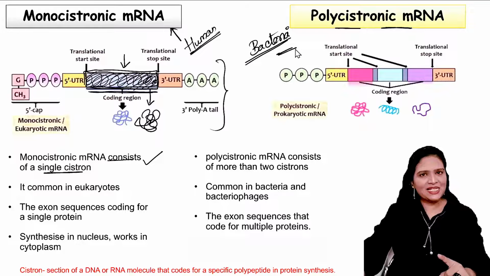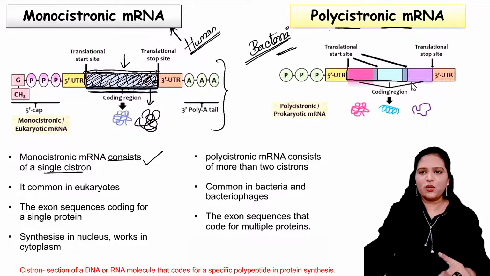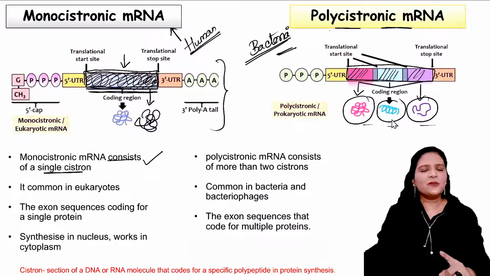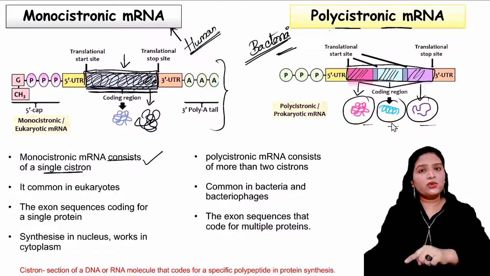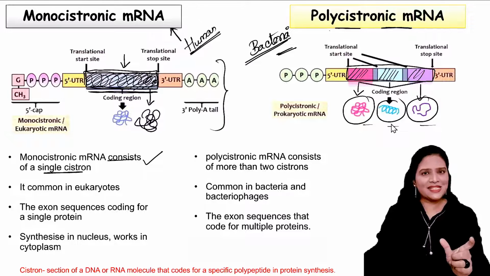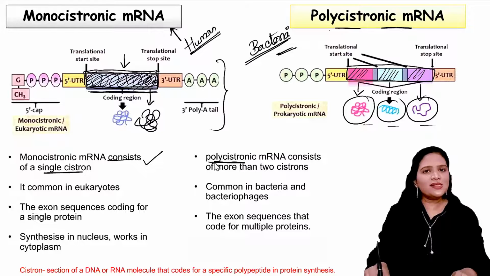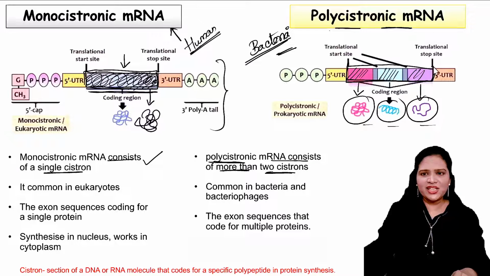Whereas if you see in bacteria, which is polycistronic, here this is the coding region. This coding region contains several different sequences. This pink color codes for a pink color protein, this blue color codes for another blue color protein, this purple color codes for another purple color protein. Like this, different types of proteins are produced at the same time from a single region. That is called polycistronic. Polycistronic mRNA consists of more than one cistron. So within this coding region, many cistrons are present. Understand? So this is polycistronic.